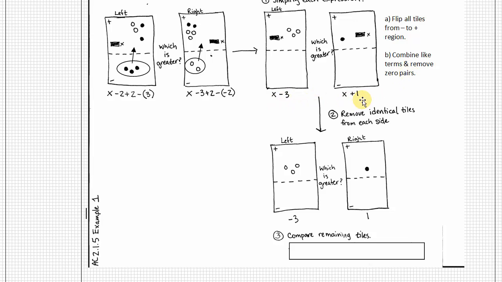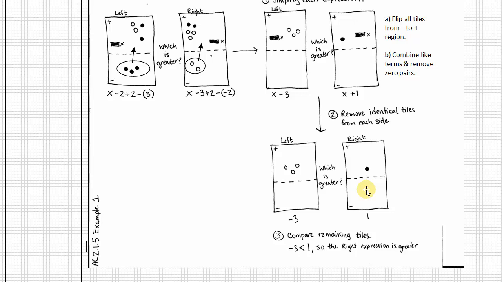And then to start to compare them, we said, wait, they both have an X tile, so if we take them off, it'll still be balanced. We've taken the same thing from each side. And on the left expression, we have negative 3 remaining, and on the right expression, we have 1. So now we can just look at these, and it's all number values, so we can compare. How does negative 3 compare to positive 1? We'd say something like, well, negative 3 is less than 1, so the right expression is greater.